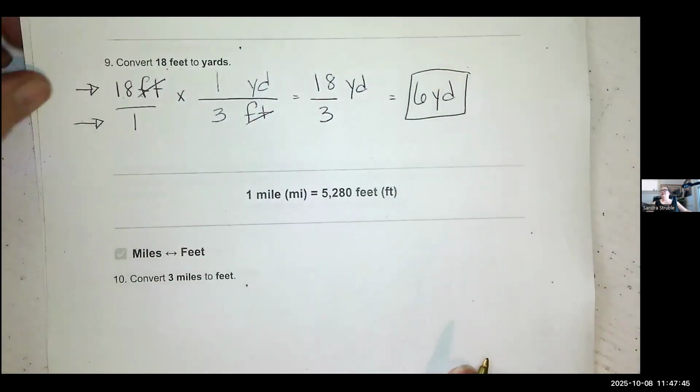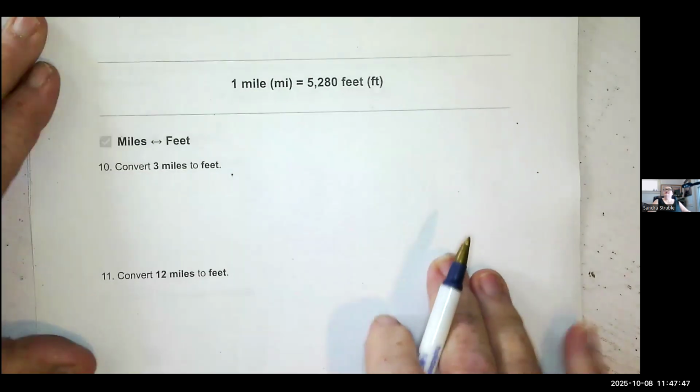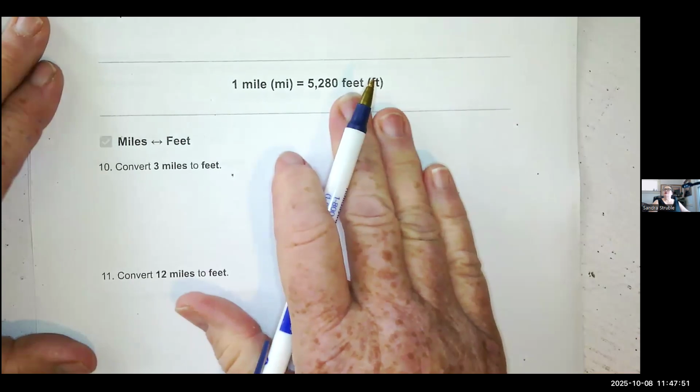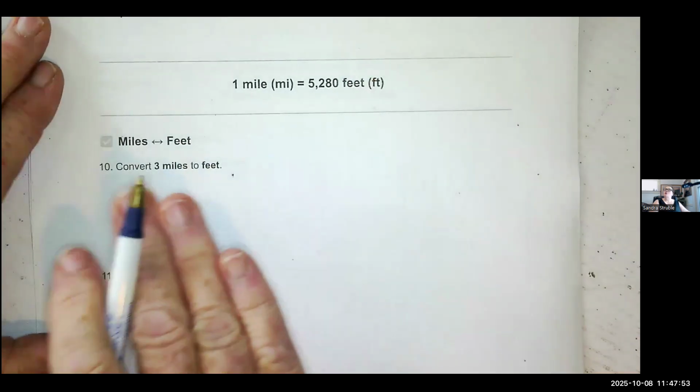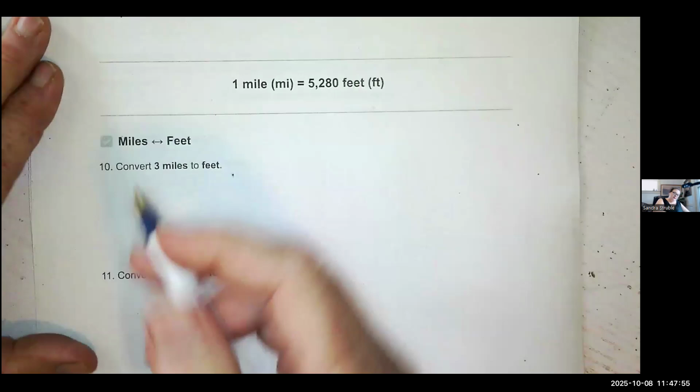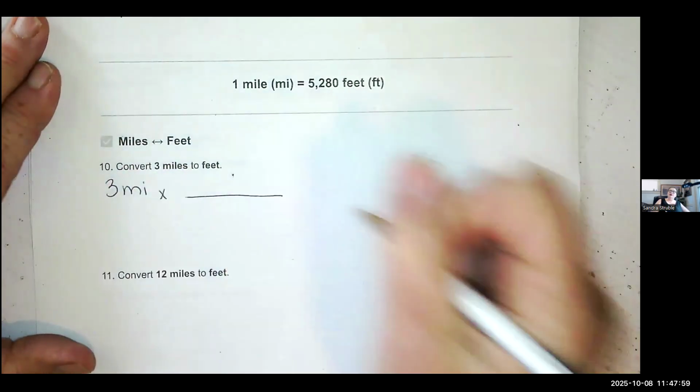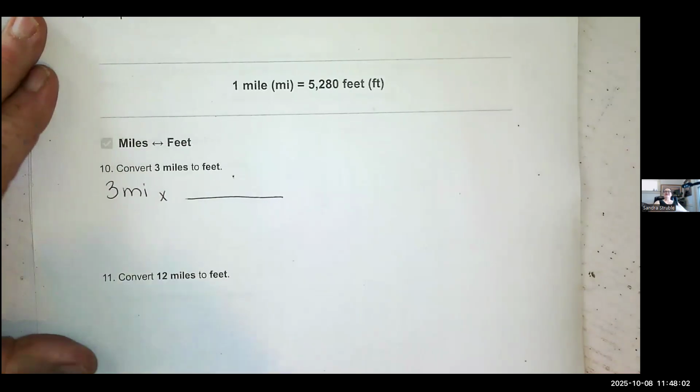Now we're going to add another one. 1 mile is equivalent to 5,280 feet. So all we need to know here is first, what are we starting with? We're starting with 3 miles. Set up your conversion. Pause the video, attempt this one yourself, and then come back to see how you did.